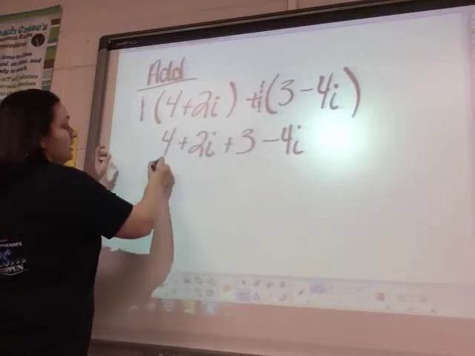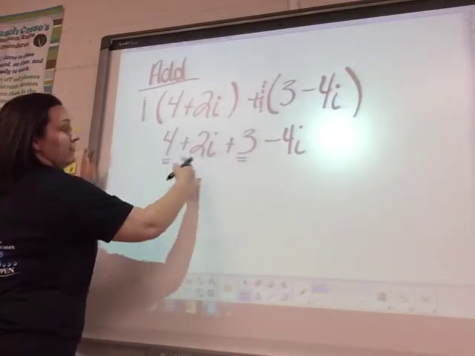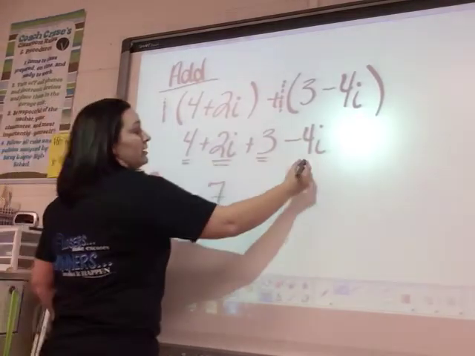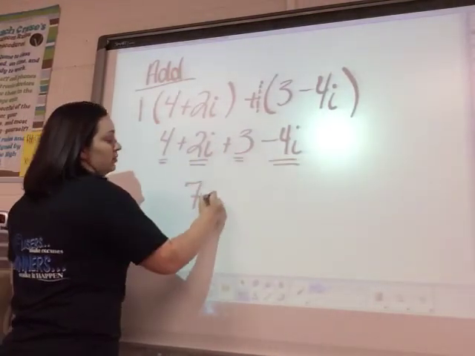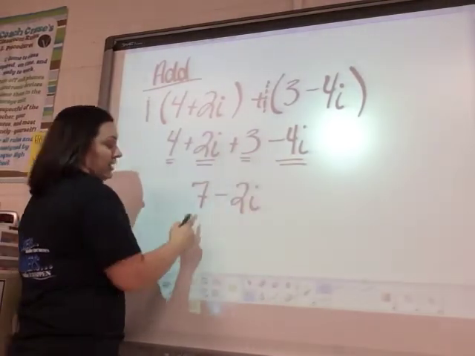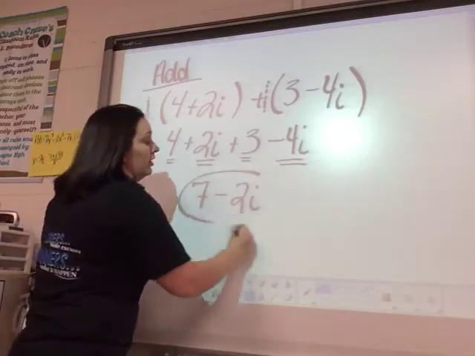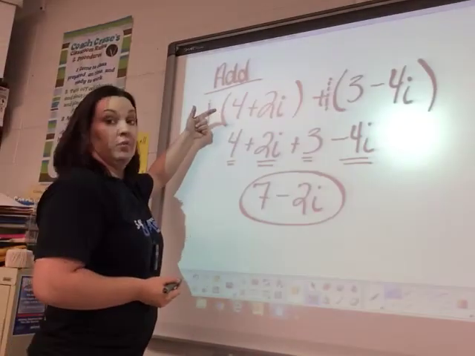Once we get here, we can combine like terms. We've got 4 and 3. Those are real numbers. We can add 4 and 3 to get 7. And then notice we have 2i and a negative 4i. 2i minus 4i is going to be a negative 2i. We have a real part and an imaginary part. We can't combine them. That's your answer, a complex answer to a complex problem.